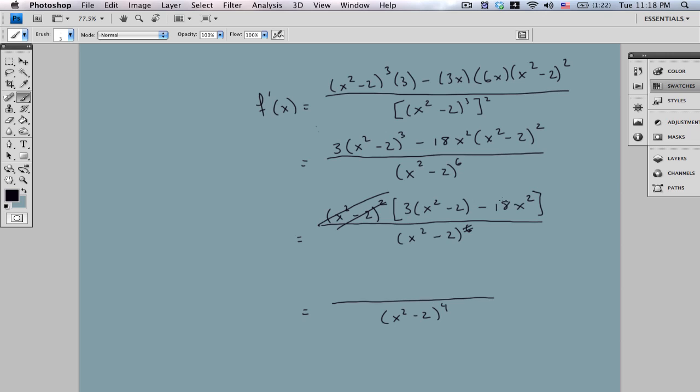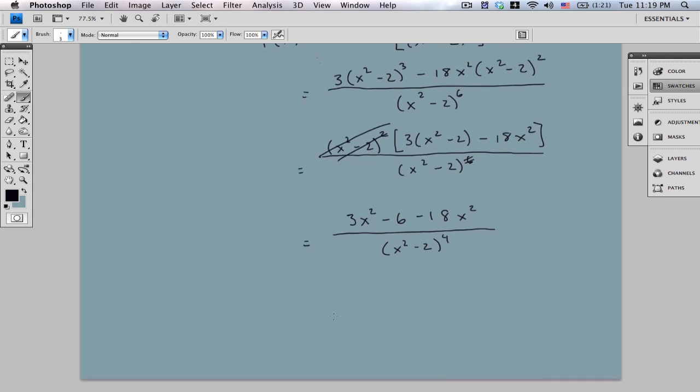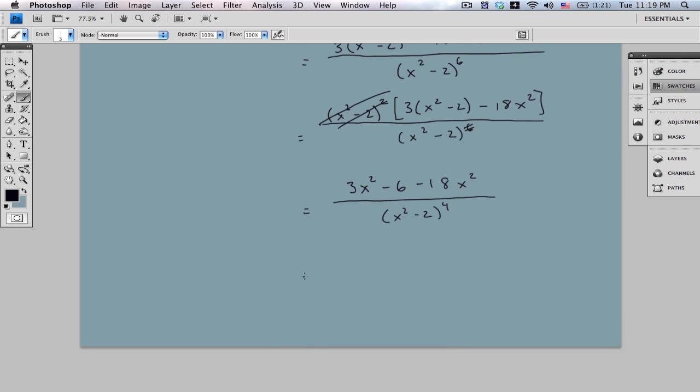And now let's see what we can simplify up here. Now there's no power on this term in parentheses, so I can actually multiply the 3 through, giving me 3x squared minus 6. Then I've got this minus 18x squared term. Now we'll simplify a little bit more by combining like terms, and then we should be done. So 3x squared minus 18x squared is going to give us minus 15x squared, and we've got minus 6, and this is all divided by x squared minus 2 to the 4th.